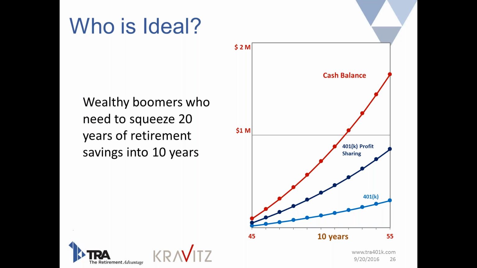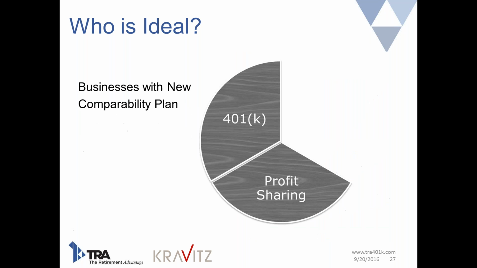Who else is ideal? Baby boomers. A lot of baby boomers need to catch up on their retirement. A factoid that I share at some of the presentations I do with TRA with some of our joint clients is you need $1 million at age 65 to generate about $50,000 for the rest of your life. As a business owner, are you able to live on $50,000 a year? Are you on a path to have $1 million saved? Most business owners, the answer is no. So a cash balance plan can help them solve that and put them on a path to success in terms of retirement savings.